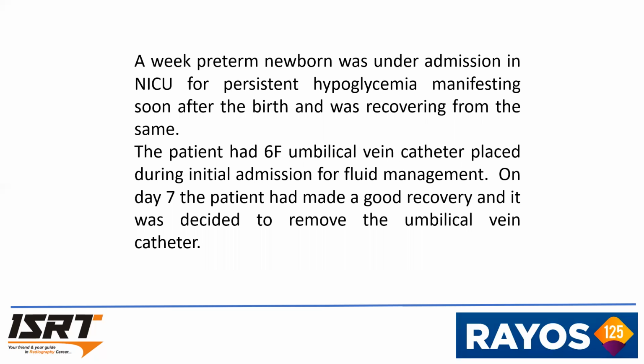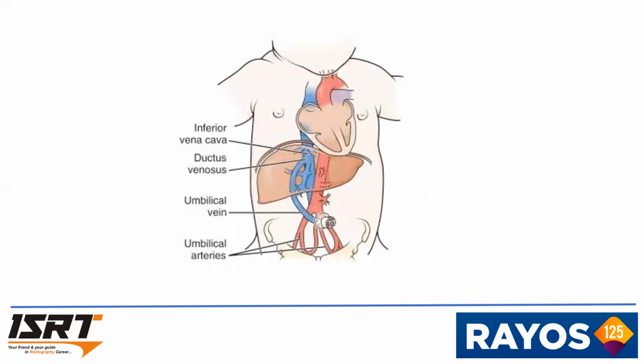Our case is of a neonate. A week-old preterm newborn was under admission in our ICU for persistent hypoglycemia. It was manifested soon after the birth and was recovering from the same. The patient had a 6 French umbilical vein catheter placed during initial admission for fluid management. On day 7, the patient had made a good recovery and it was decided to remove the umbilical vein catheter. This is the picture of umbilical vein catheter. You can introduce catheter here.